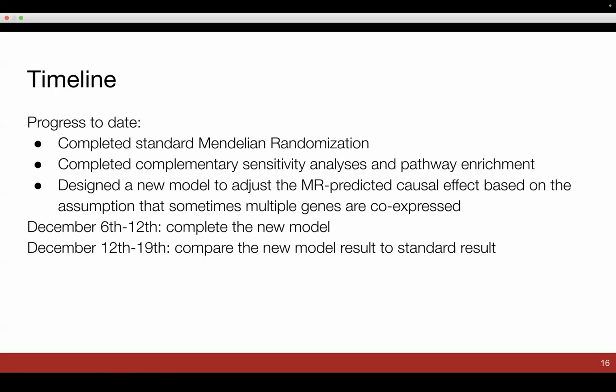In the next week, we will try to complete the new model. We try to turn the statistical concepts into actual code. And then in the following week, we will try to compare the new model to the standard result. It will be a really challenging process, but we think that this work will be really beneficial. And even just for the standard Mendelian randomization itself, we already believe that the result is significant because we don't think any studies previously have done exactly the same thing.